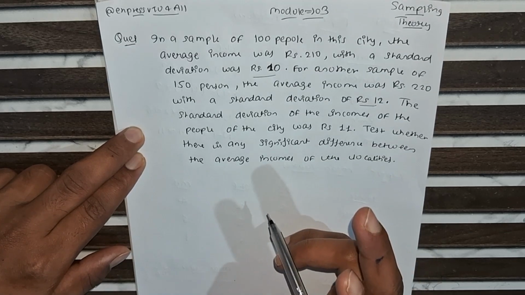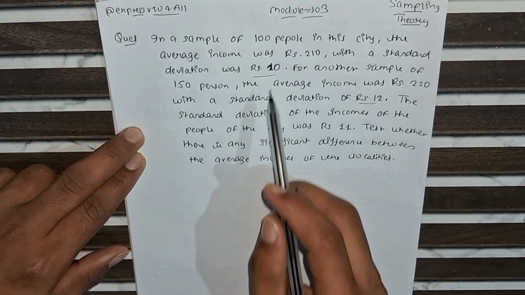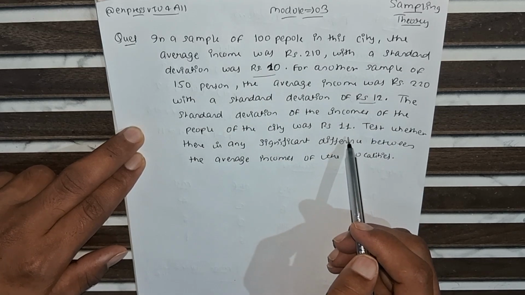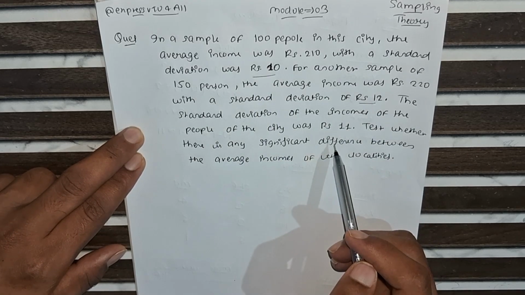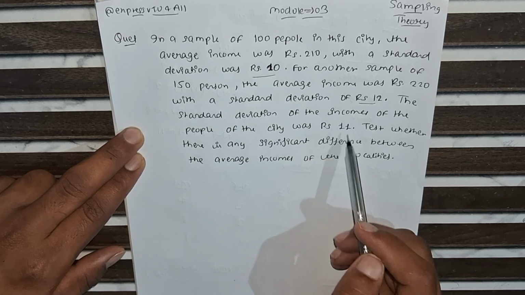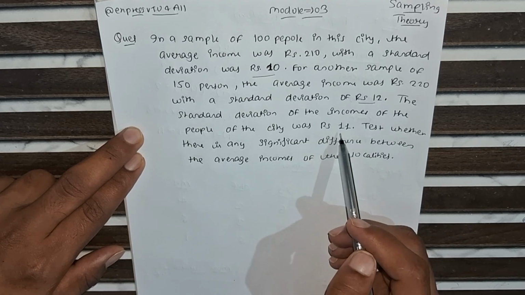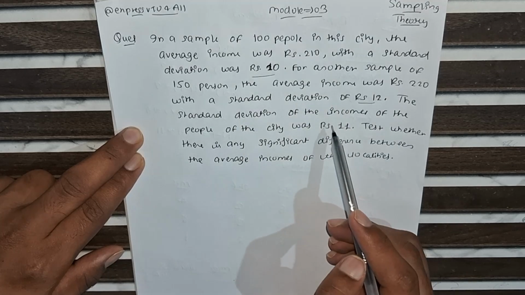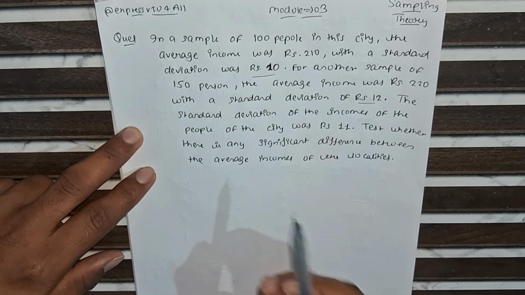So here three standard deviations are given. The first one is rupees 10, the second one is rupees 12, and the third one is rupees 11. So here we are using the Z test. Why? Because it is asked about the standard deviation of 11. These two are given just for confusion. If this standard deviation is not given, then we use the T test.